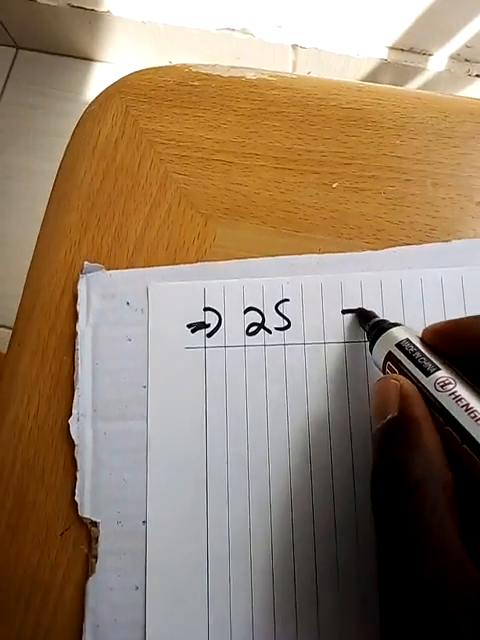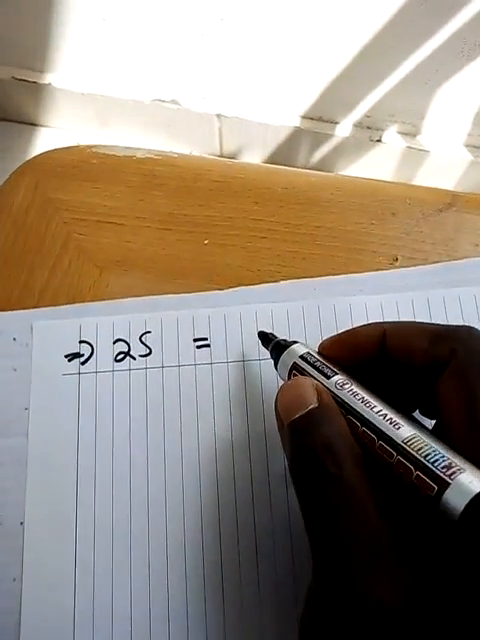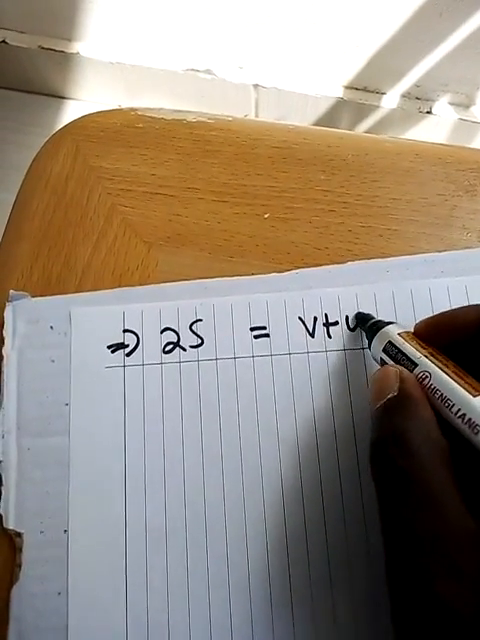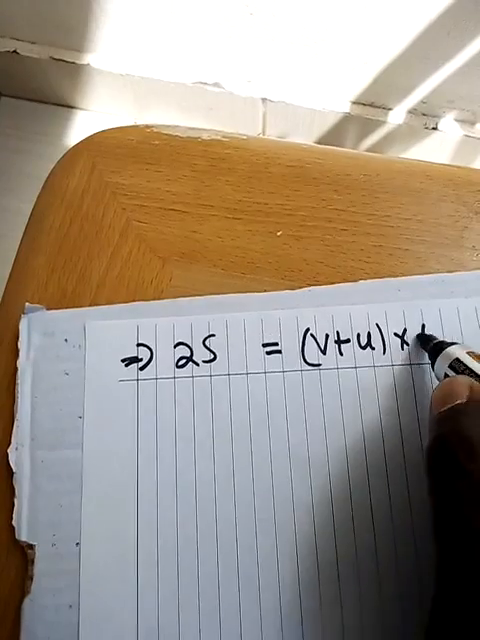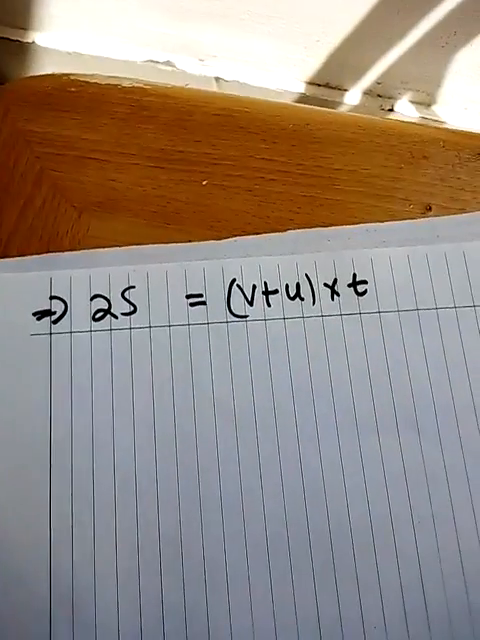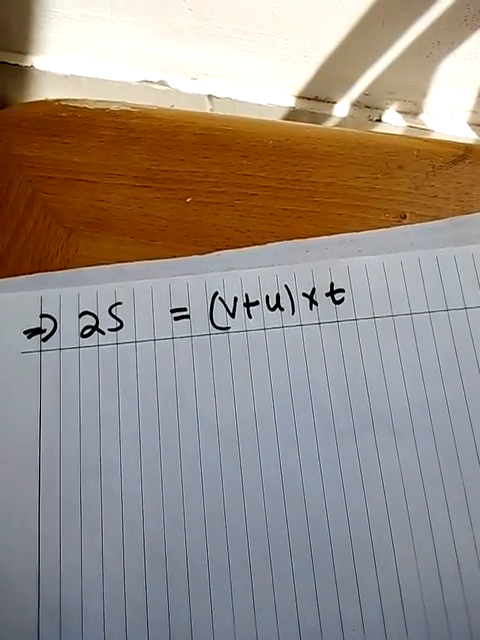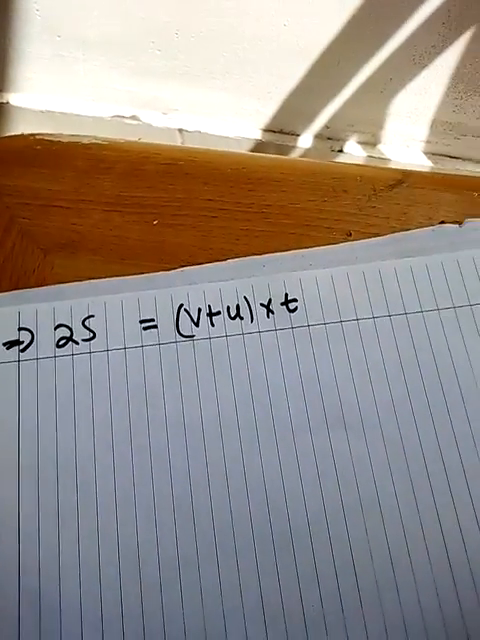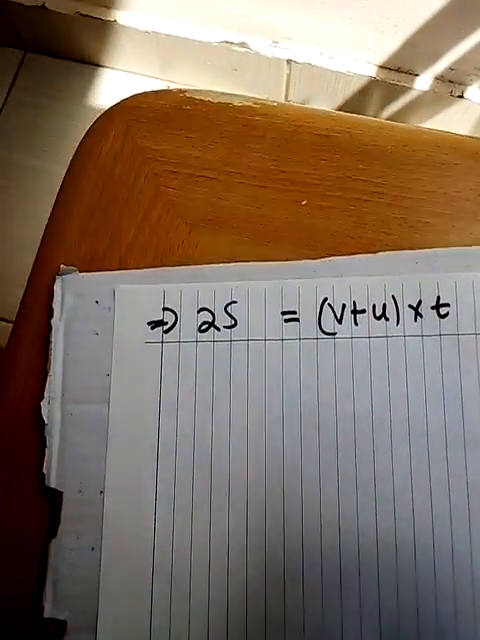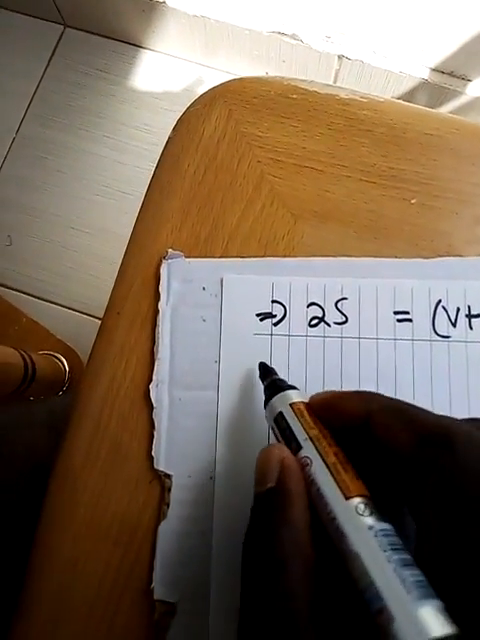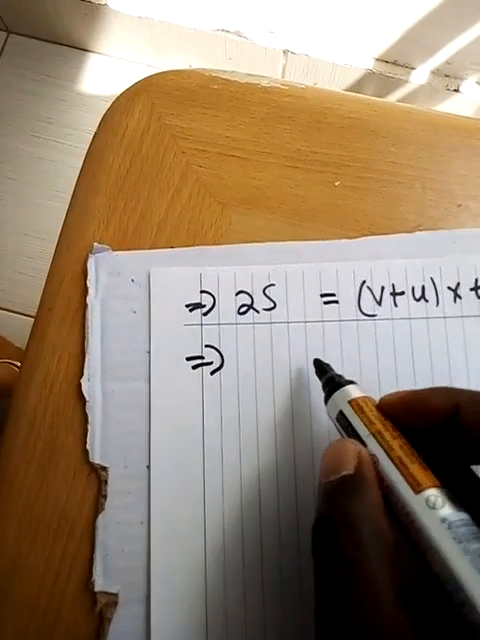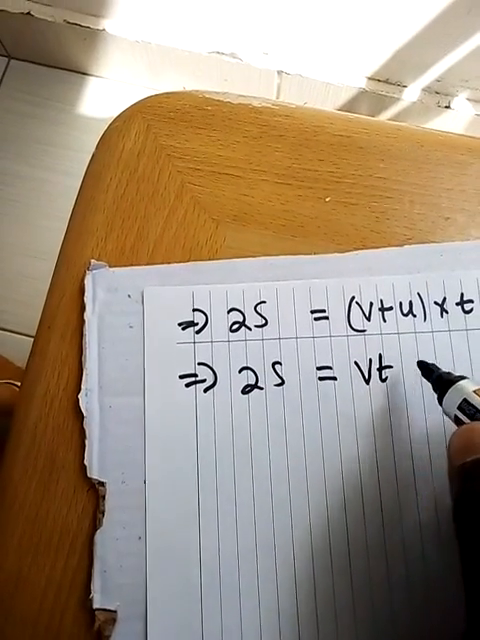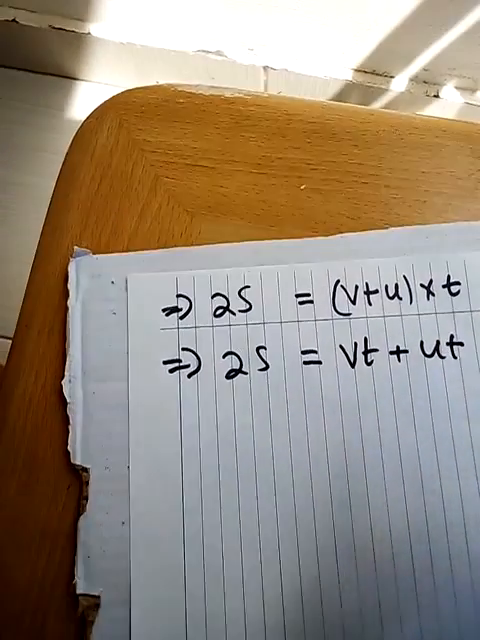On the right hand side, since 2 has cancelled out, we have v plus u, then times t. Can we replace that v? Let us replace that v here. We can first open the brackets. When we open the bracket, we shall have 2s is equal to vt plus ut.